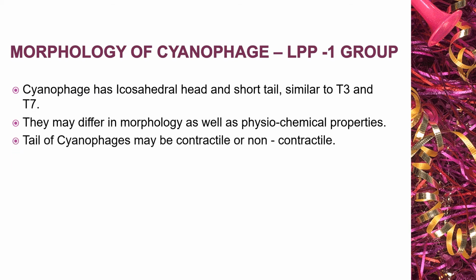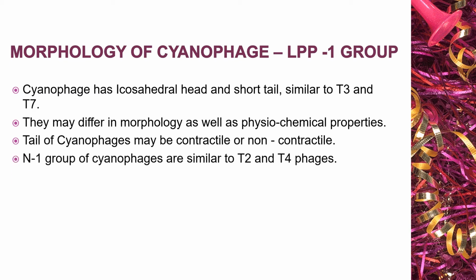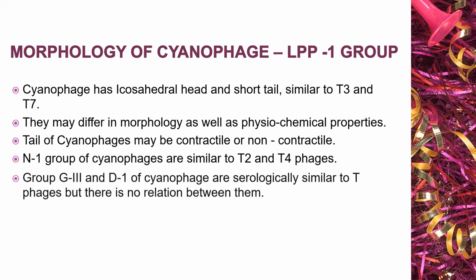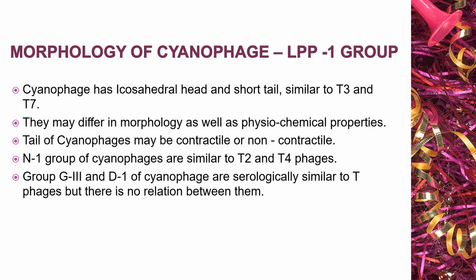Now, the tail of cyanophages may be contractile or non-contractile. One group of cyanophages is similar to T2 and T4 phages. Groups G3 and D1 of cyanophage are serologically similar to T phages, but there is no relation between them.